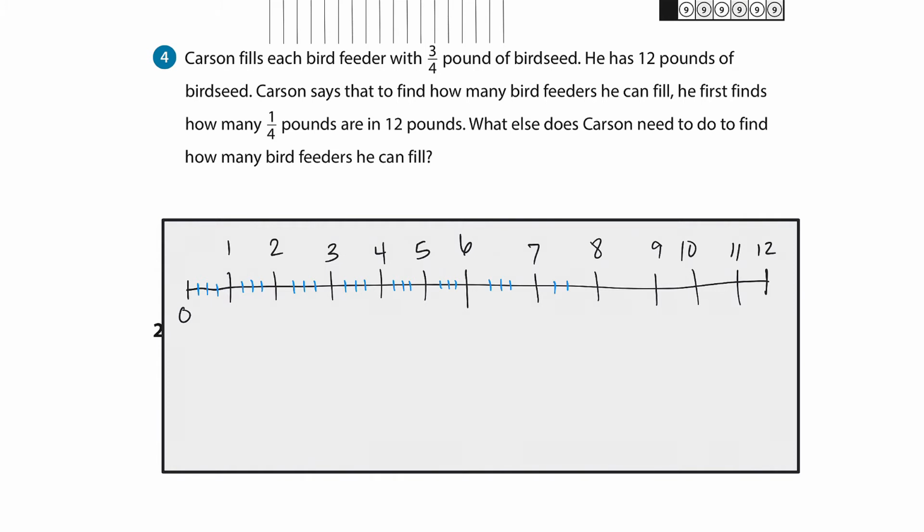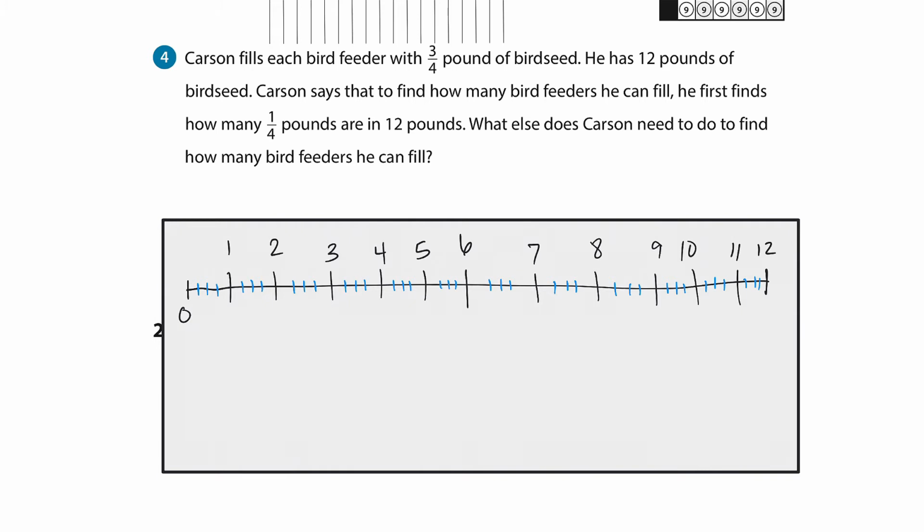There is a numerical way to do this, but this problem is geared more towards modeling your thinking and showing how much you can do with a model. This is showing why we divide fractions a certain way. Okay, so it says that's his first step. Now, the question is not asking how many things of birdseed can he do, but what is the next step that he needs to do to find out? So I've already put this all in fourths.